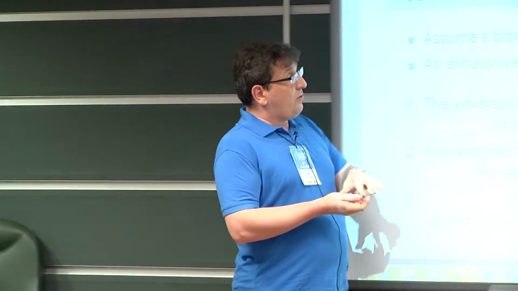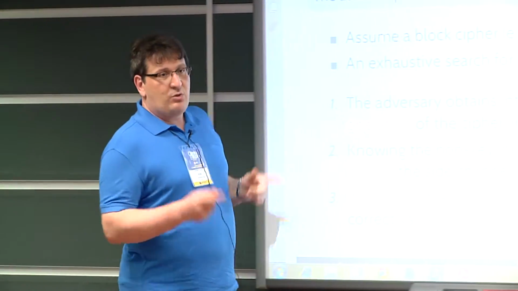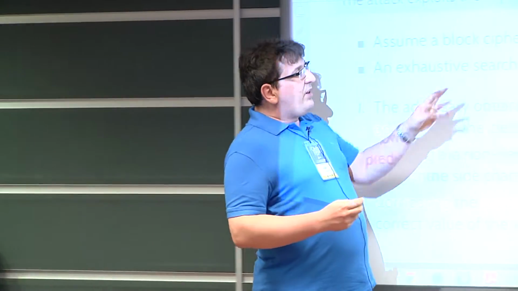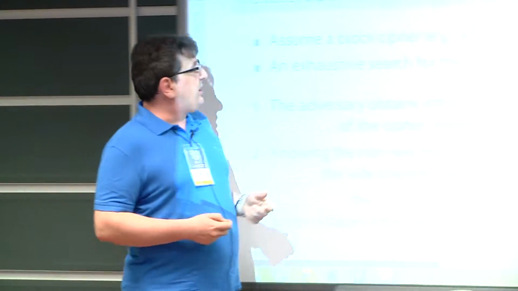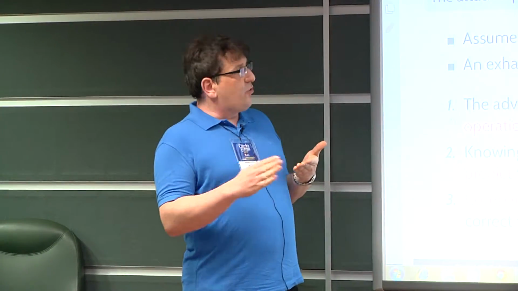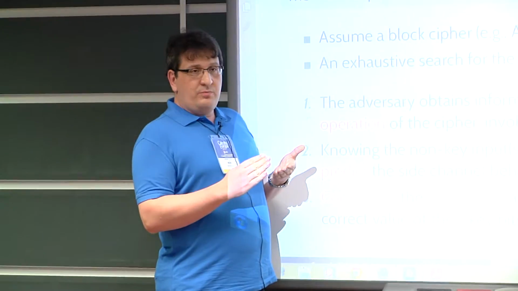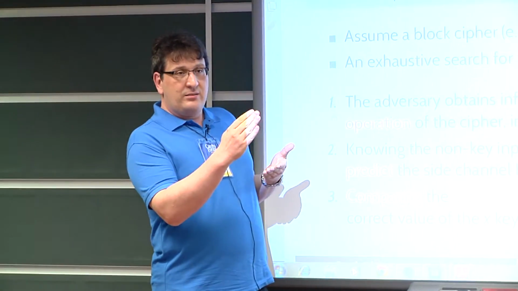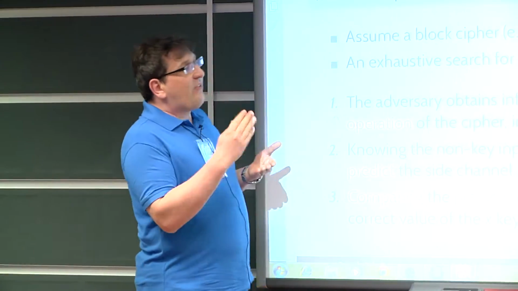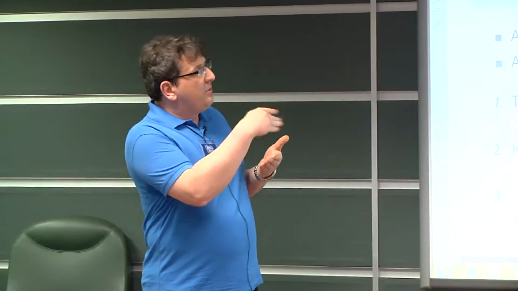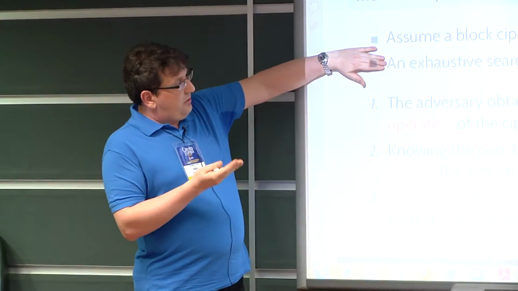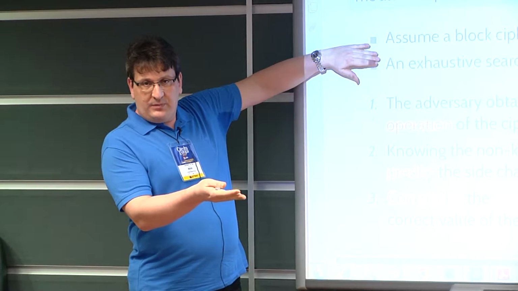This means that, assume for a moment we employ a block cipher, DES or AES, a symmetric key cipher with an n-bit secret key. An exhaustive search for the correct key value would take 2 to the n trials. If n is sufficiently large, this is impossible to perform.